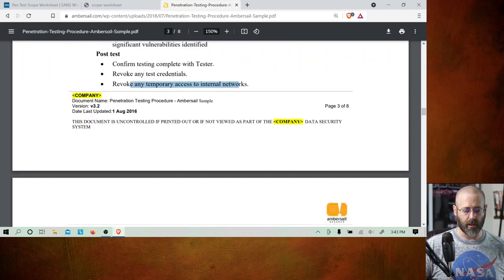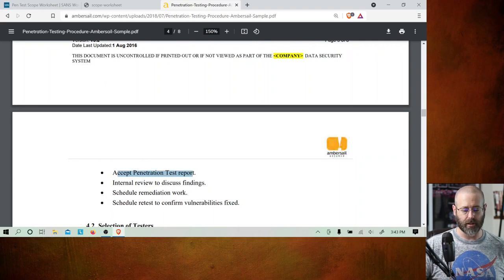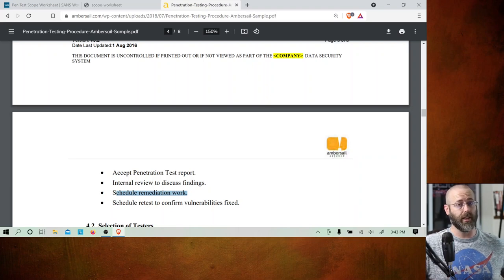There's more, right? I didn't get to the bottom. Accept penetration testing report. So you're going to deliver that. Interview, review to discuss findings, schedule remediations. So that might be what you're doing. You might not be handing those remediations off to their team. You might have actually been engaged for that as well.